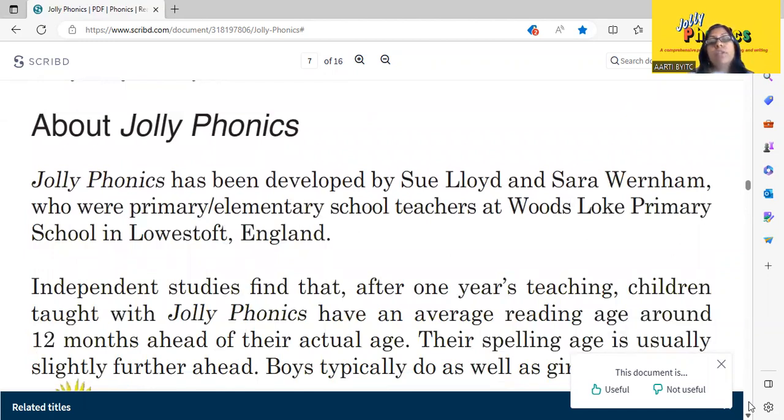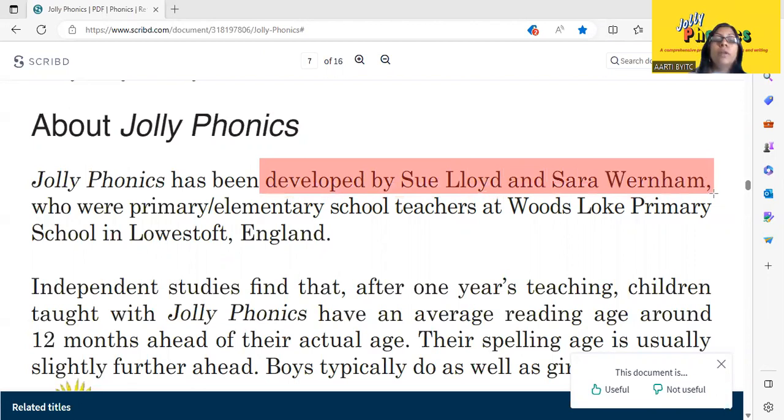It was developed by Jolly Phonics, Sue Lloyd, and Sarah Wernham, who were primary and elementary school teachers at Woodslow Primary School in Lowestoft, England. Now, if I say that I don't know any history behind it, what is the history behind it? I really want to put it in the box: this Jolly Phonics is actually developed by whom? There are two involved in it, primary and elementary school teachers, Sue Lloyd and Sarah Wernham, and they have done this.